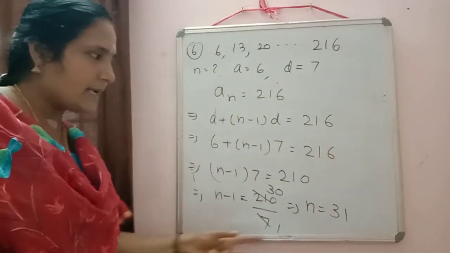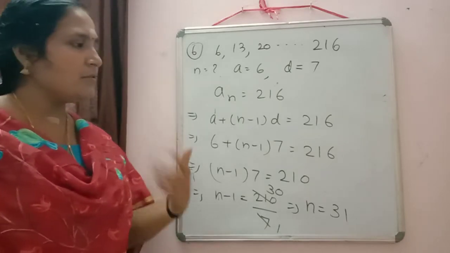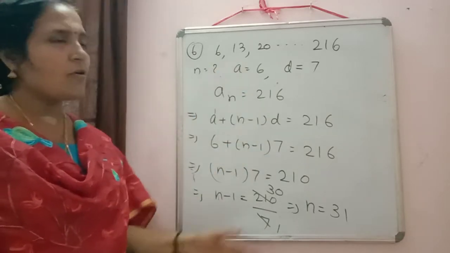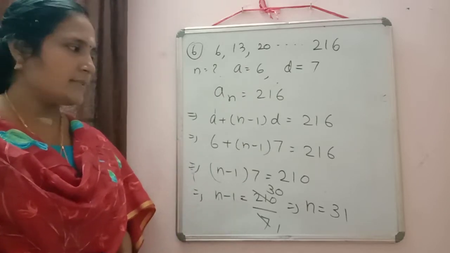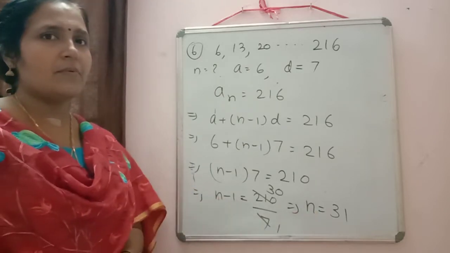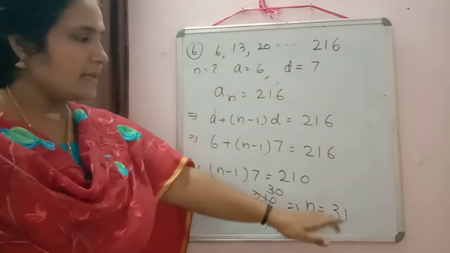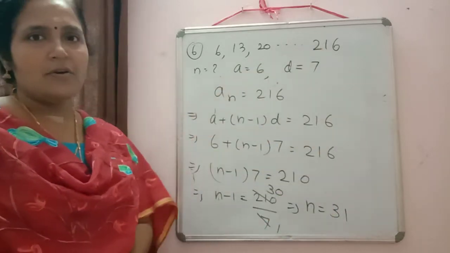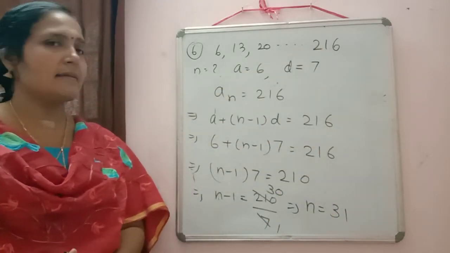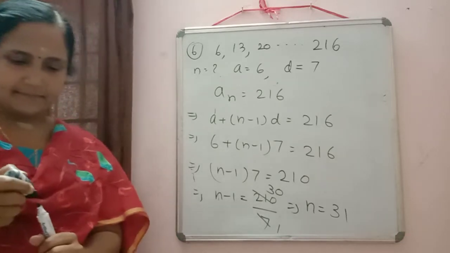So I hope all are getting the same answer. Whenever I am doing the question, you also do with me, but don't copy down everything. If you know the concept, you can do it by yourself. So here we are getting N is equal to 31. So how many terms are there? There are 31 terms, and the 31st number is 216. I hope all are getting AP. Yes, okay.